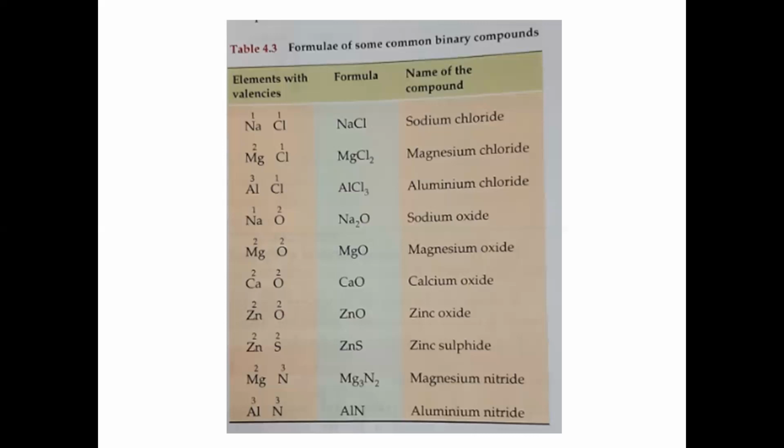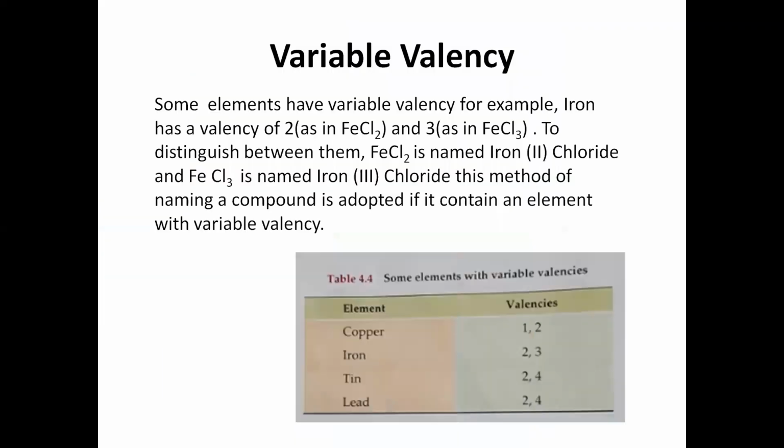Now next is variable valency. Some elements have variable valency. So they have given you the example of iron. Iron has a valency of 2 as in FeCl2, and 3 also, then it will be written as FeCl3.